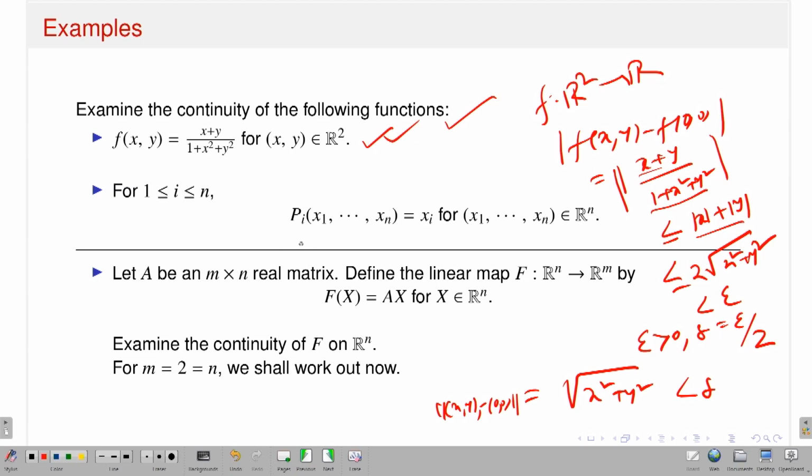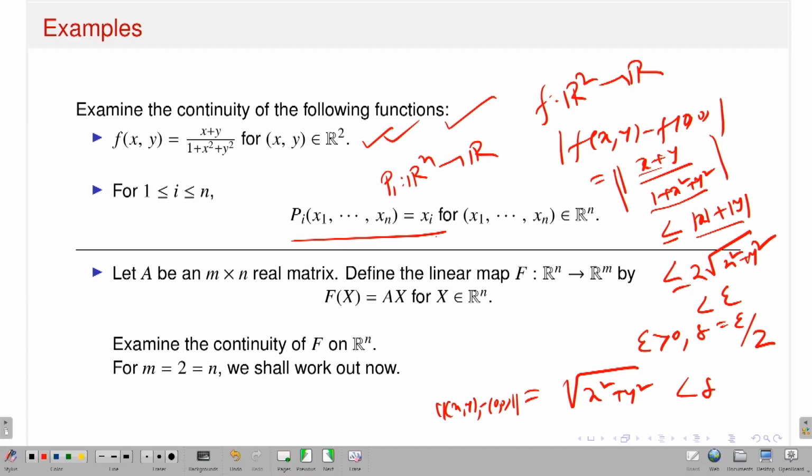Similarly, this function pi is a map from where to where? Pi is a map from Rn to R. This kind of function is called a projection function. It is projecting the (x1, x2, ...) components to the ith component xi. One can also use the epsilon delta definition to prove that this is also a continuous function. What about the next one?